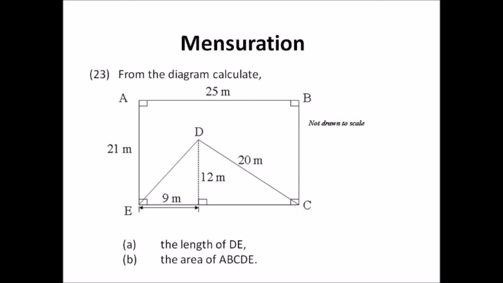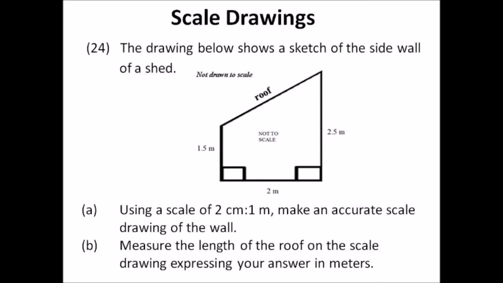Okay, number 24, scale drawings. The drawing below shows a sketch of a side wall of a shed. And A, using a scale of 2 centimeters to 1 meter, make an accurate scale drawing of the wall. And B, measure the length of the roof on the scale drawing, expressing your answer in meters. So go ahead, you need your protractor, because remember you're drawing this to scale. And then use your compass. Make sure you have your angles of 90 degrees.